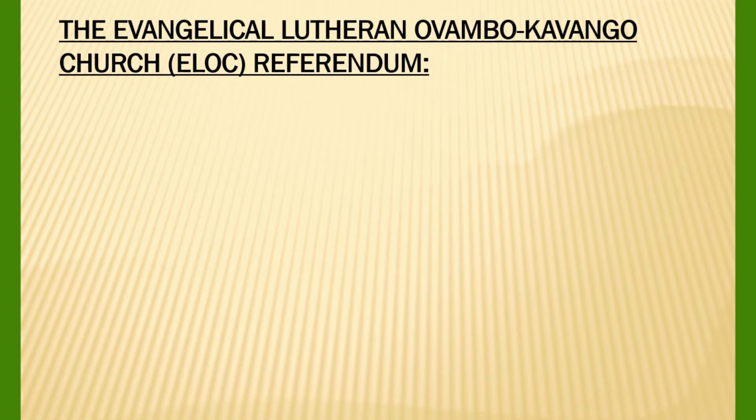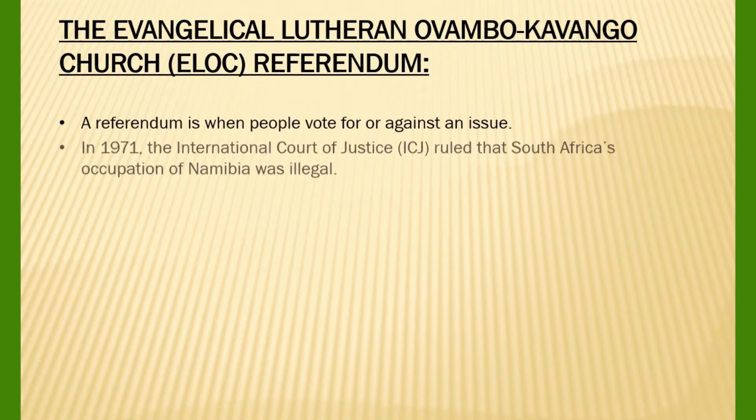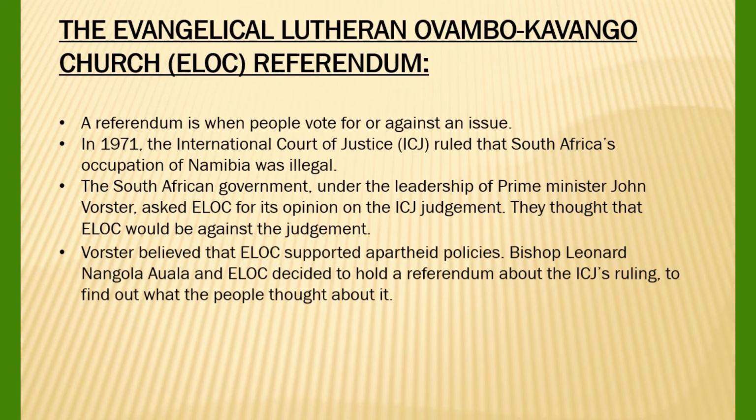Let's look at the Evangelical Lutheran OVAMBO-KAVANGO Church referendum. A referendum is when people vote for or against an issue. In 1971, the International Court of Justice ruled that South Africa's occupation of Namibia was illegal. The South African government, under the leadership of Prime Minister John Vorster, asked ELOC for its opinion on the International Court of Justice judgment. They thought that ELOC would be against the judgment.